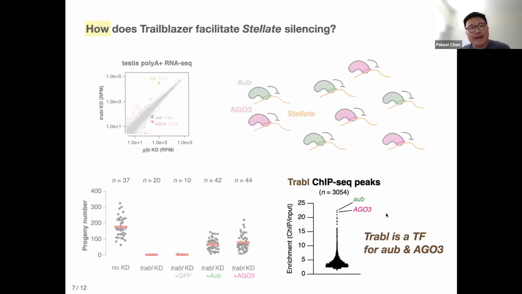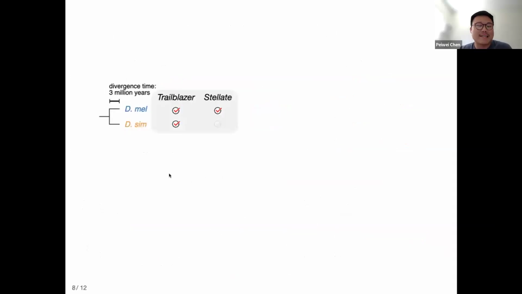It's satisfying to figure out the mechanism of how it works, but I wonder how did it evolve? And this is why I'm presenting at this evolution meeting. I mentioned earlier that stellate is a recently evolved selfish gene only found in Drosophila melanogaster. So initially, I was really hoping that Trailblazer would also be a young gene that was born much more recently. But instead, Trailblazer turned out to be a much older gene that can be found in many fly species.